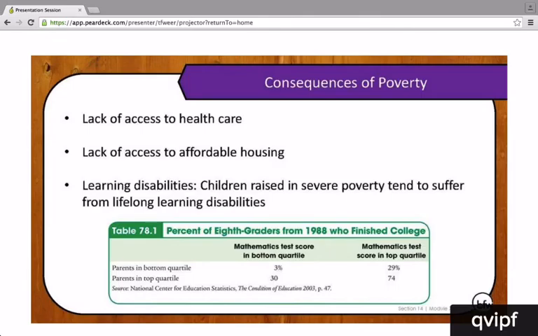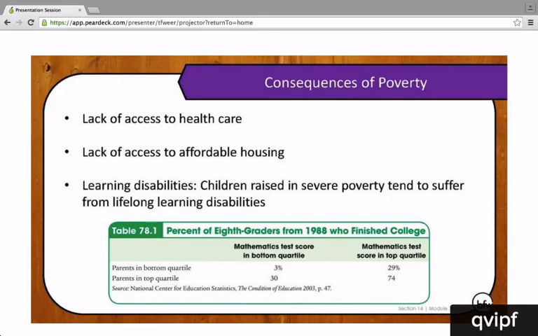There is lack of access to affordable housing. Many times children in these situations are moving from house to house, living with friends and relatives and people like that, and they can't stay in a stable school situation. Their parents don't stay in a stable work situation because they can't afford housing of their own. And so that can be a significant problem as well, lack of access to affordable housing.